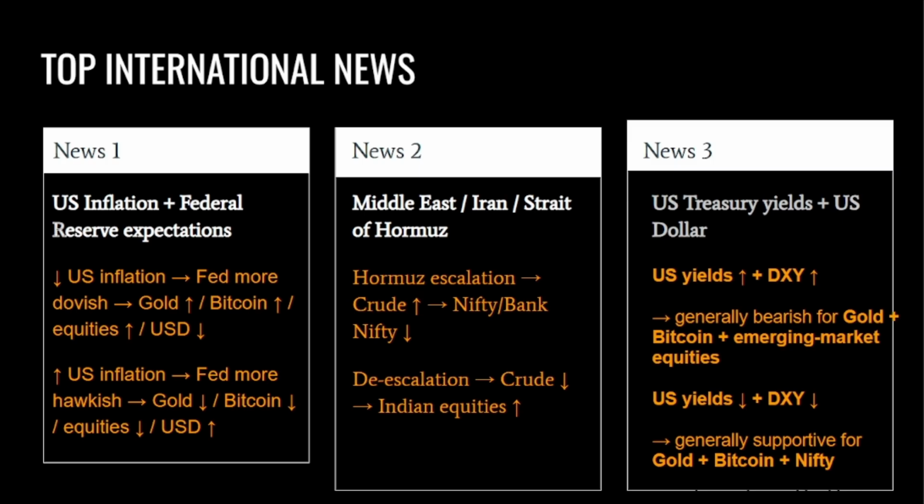The third factor is US Treasury yields and the US dollar. If US yields and the dollar both move higher, it can generally be negative for gold, Bitcoin, and emerging market equities. On the other hand, if US yields and the dollar move lower, that can generally support gold, Bitcoin, and Nifty. So these are two additional indicators worth monitoring alongside the individual charts.